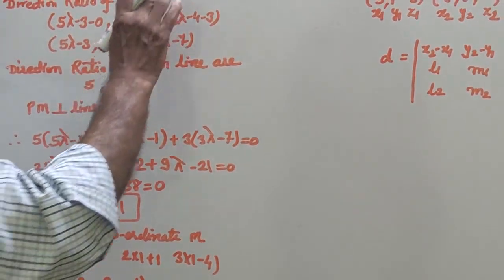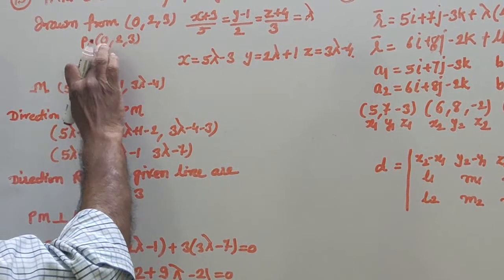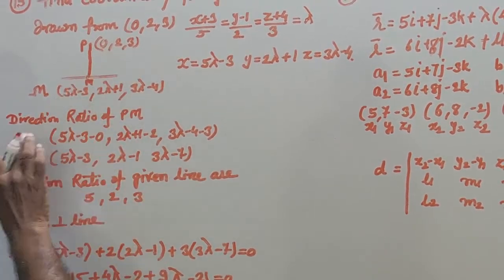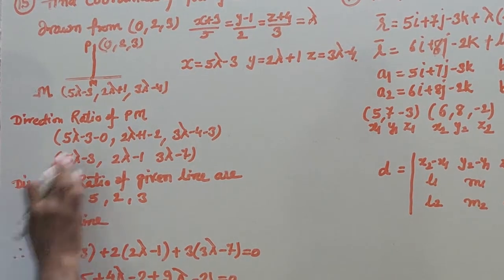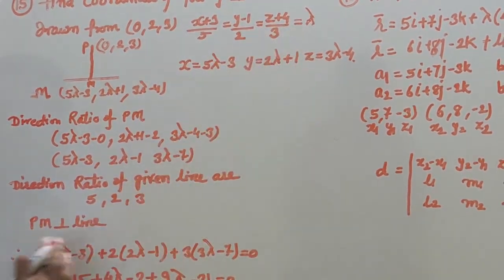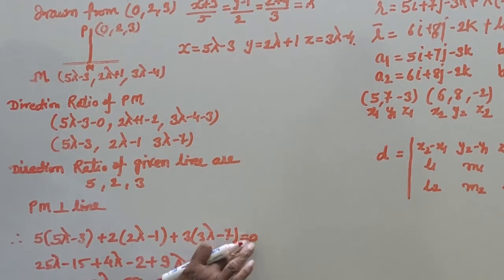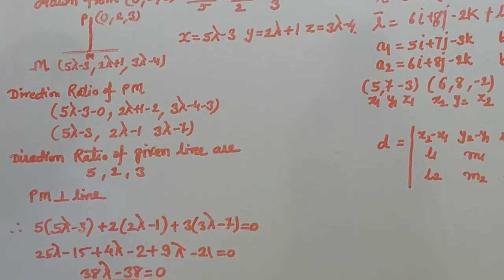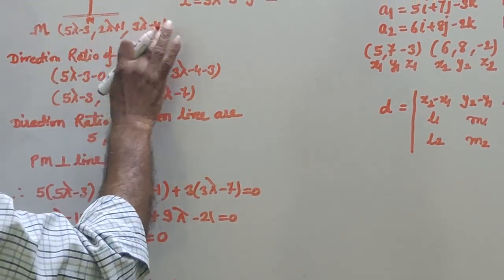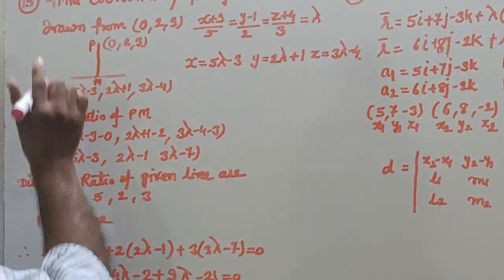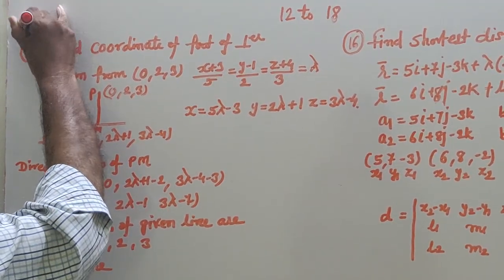Means first you have to find out the coordinates of M. Then subtract this with the coordinates of P. You will get the direction ratio of PM. Then consider the direction ratio of the given line. Then by the condition they are perpendicular, the product of direction ratios is equal to 0. You will get the value of lambda and substitute in this coordinate, you will get the coordinates of M. This is a very important sum.